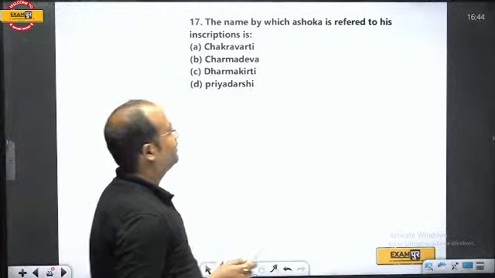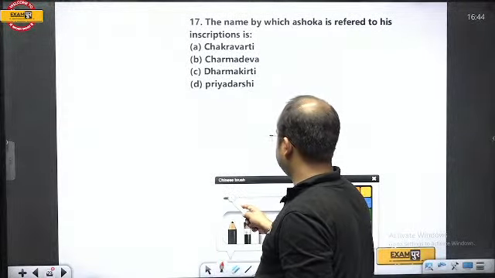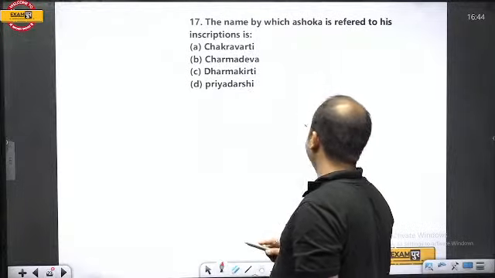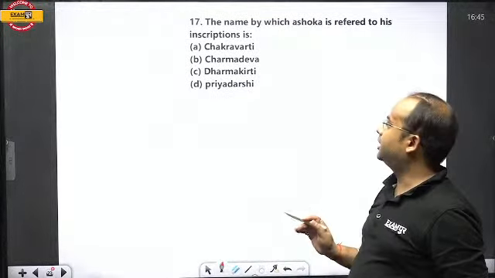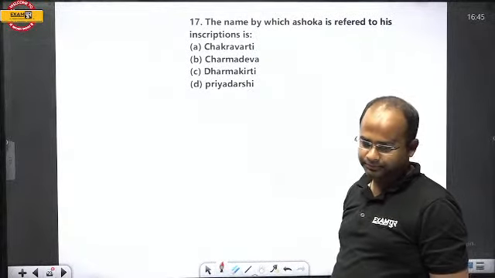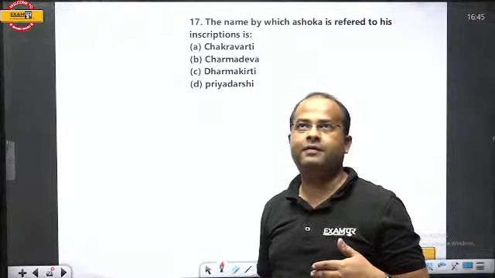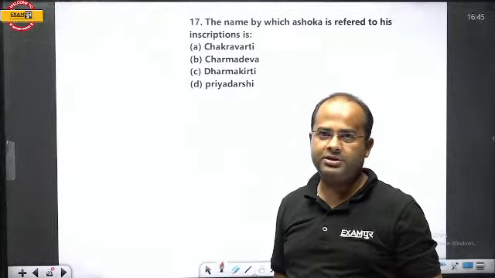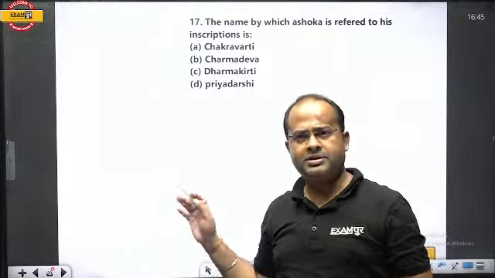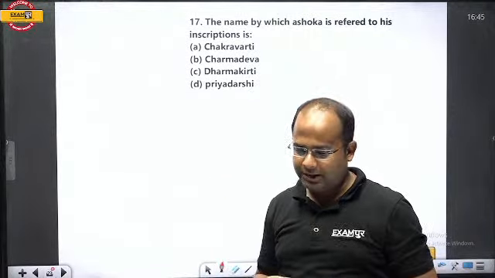Now, the name by which Ashoka is referred in his inscription. So by what name is Ashoka referred in his inscription, guys? Chakravarti, Dharmadeva, Dharmakirti or Priyadasi. Polity class is very clear and visible, so definitely the light is reflecting. I will discuss with the team to change the studio, because in the polity class I was working with the same font and it was completely visible.